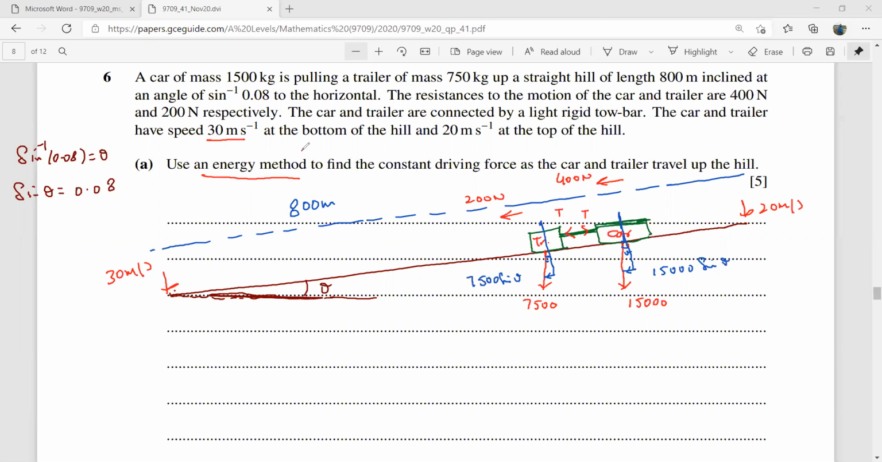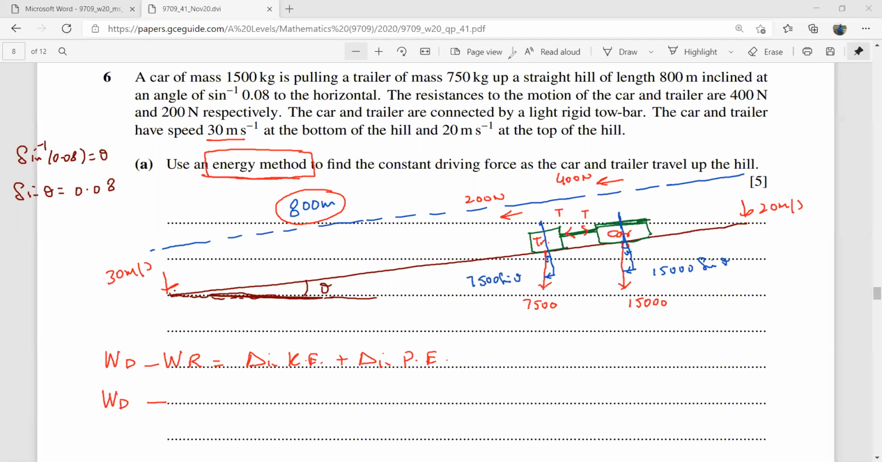Whenever it says the energy method, remember that formula that we have: the work done by the driving force minus work done by the resisting force is equal to change in kinetic energy plus change in potential energy. We have to find the driving force basically, so let's keep it as work done by the driving force. Later on, we'll divide that by 800, so we'll be able to determine that driving force.